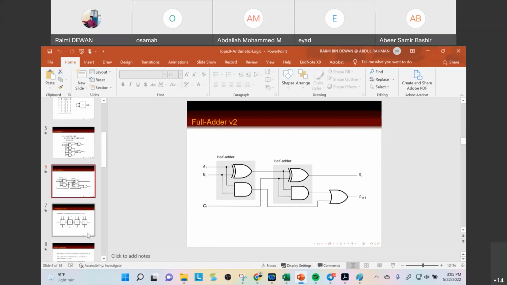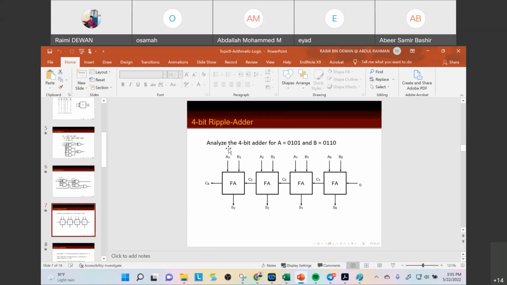You can see, if we have more logic gates, it will create delay. That's why sometimes, when we want the delay but don't want to change the output, we use a buffer. So now it's a 4-bit ripple adder.